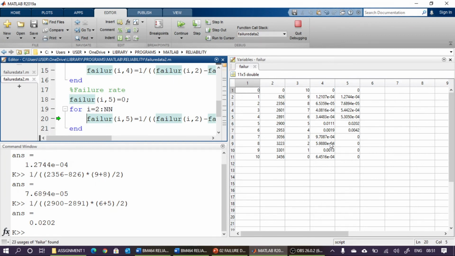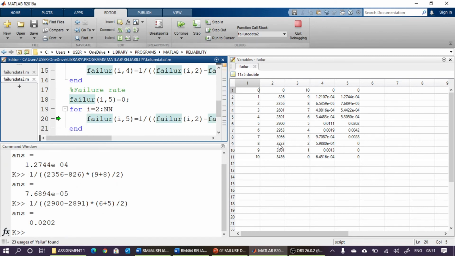1 divided by, in bracket, 3056 minus 2953, close the bracket, into, open another bracket, 4 plus 3 by 2, the average of these two. Now close the second bracket. So we have 0.0028. Now what about next one?